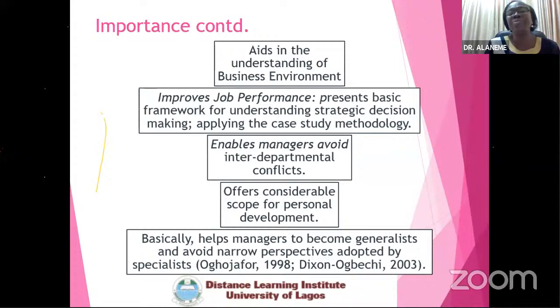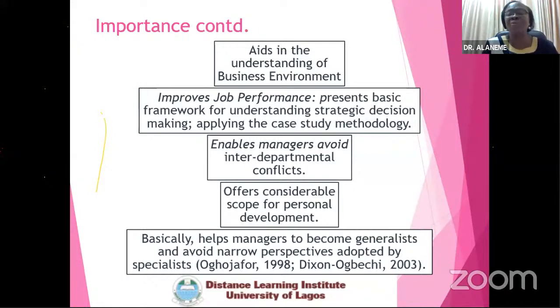Now, it also enables managers avoid interdepartmental conflicts. Interdepartmental conflicts, like I mentioned, will include quarrels, feelings of superiority, and feeling that, oh, some people are not doing anything, while some people are overworked and what have you. But the policy will clearly define who does what so that everybody will feel that everybody is important. And being a system, we all work together to achieve what our objectives or goals are as an organization.